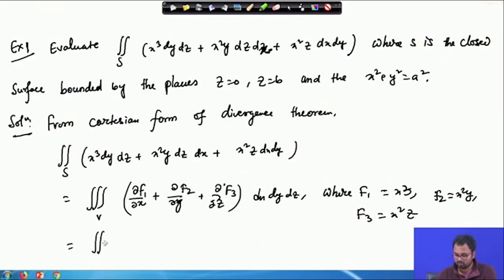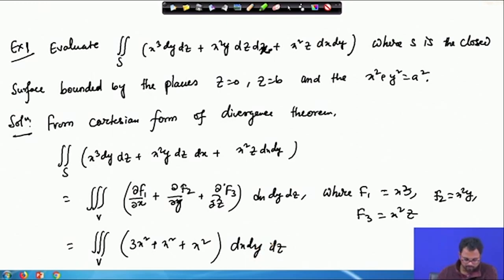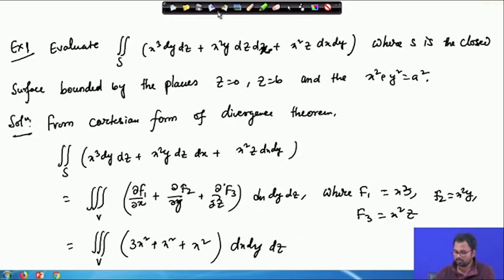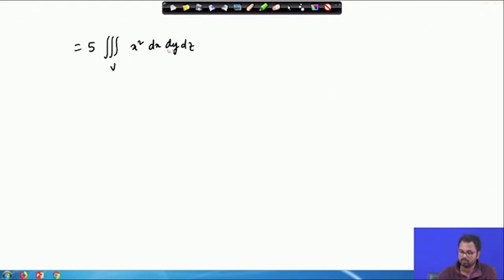If I substitute all these things here, del f 1 by del x is 3 x square, plus del f 2 by del y is x square, plus del f 3 by del z is simply x square, right? And then we have dx dy dz. Now 3 plus 1 plus 1 will be 5. So this will be 5 times the volume integral of x square dx dy dz. This Cartesian form of Gauss divergence theorem reduced this integrand to a fairly simple integrand, which is basically 5 x square dx dy dz.